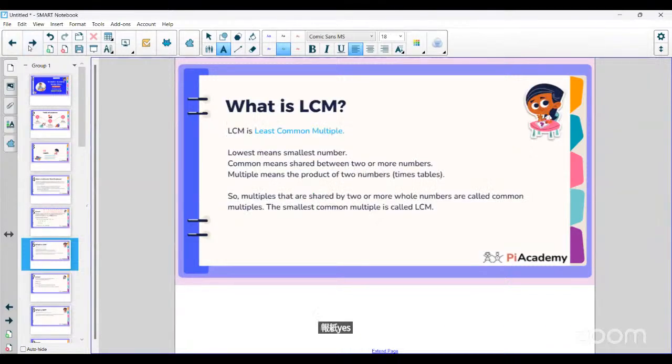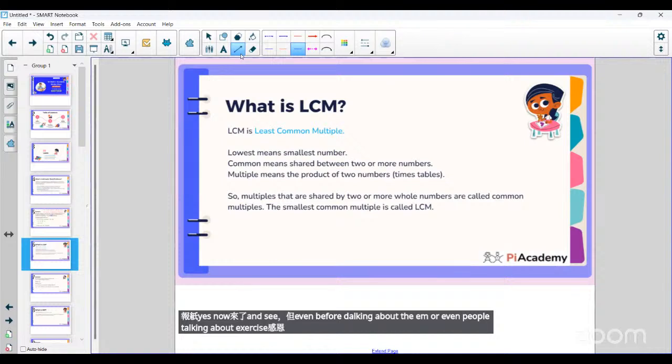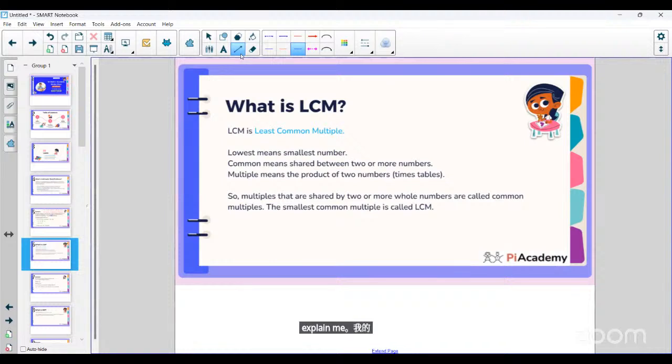Now, let us focus on LCM. Well, even before talking about LCM or even before talking about HCF, can anyone explain to me what is the difference between multiples and factors, please? Yes, Khalid, go ahead. What's the difference between multiples and factors?